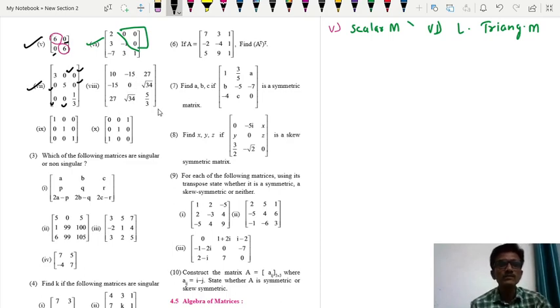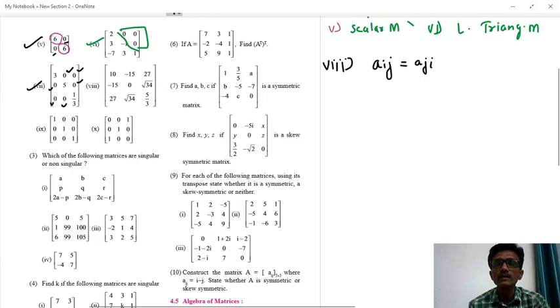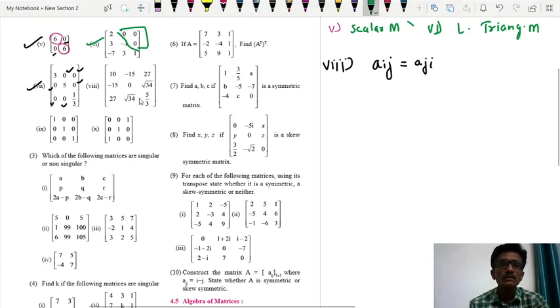See, this matrix is a symmetric matrix because in this matrix we are having Aij is equal to Aji. Here Aij is equal to Aji. Therefore this matrix is a symmetric matrix. Aij is equal to Aji.